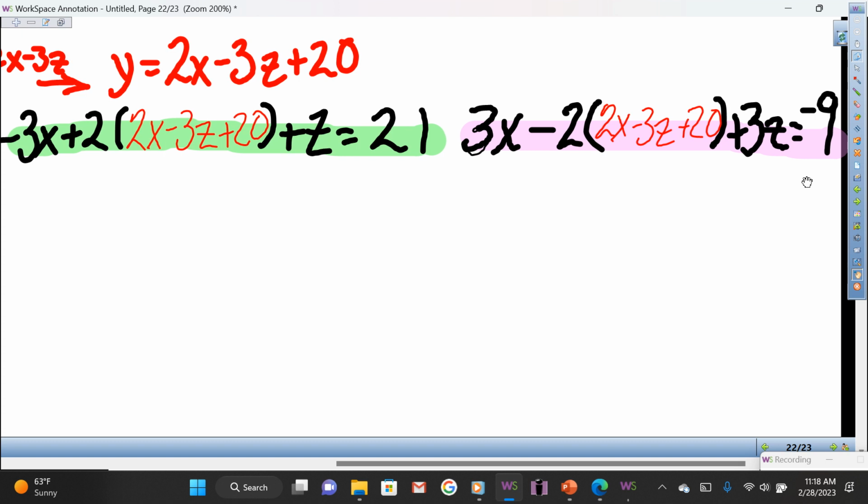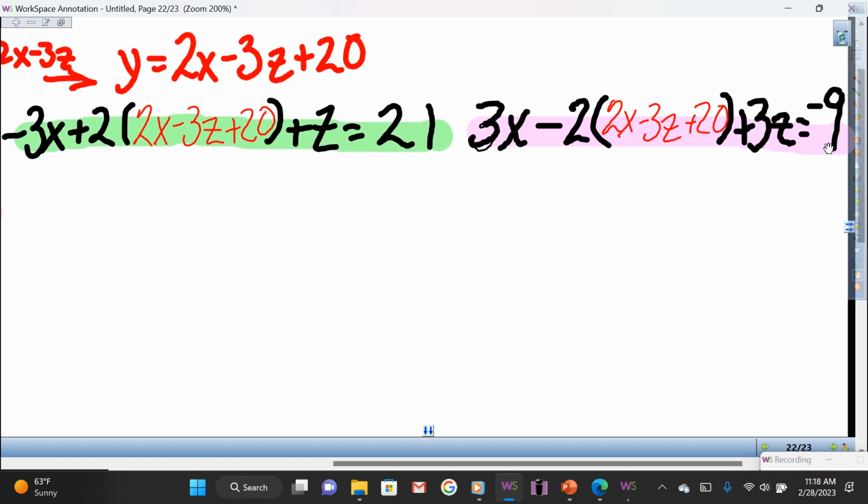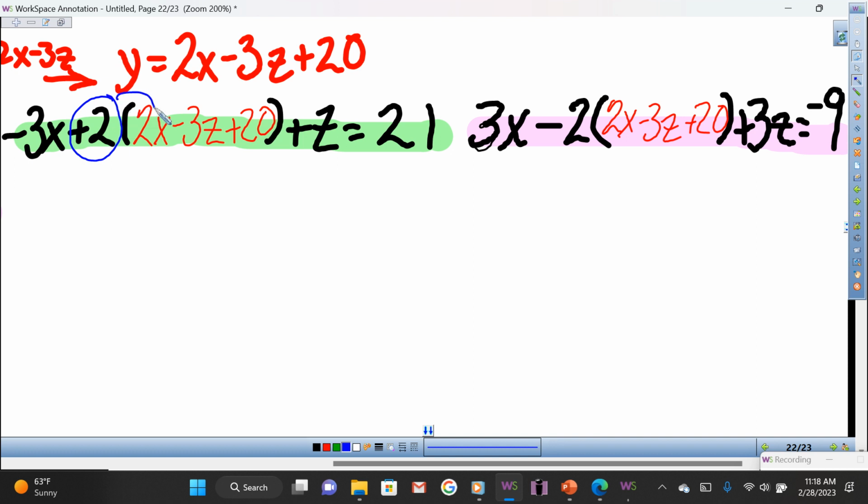All right, so this is where we're at. So now that we did the substitution, this is called what? Substitution method? Yep. So now let's distribute. Let's start with the green one. Simplify it as much as we can. So I'm going to switch to blue. Here we go. I'm going to distribute this 2 into the parentheses.